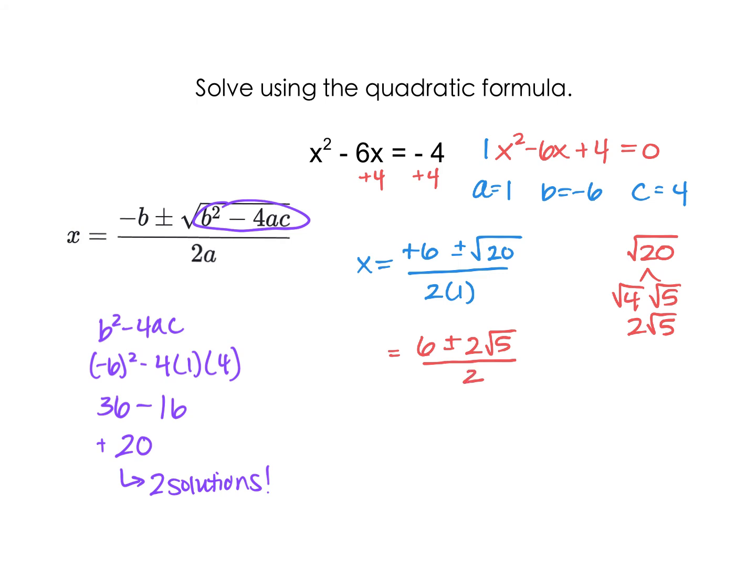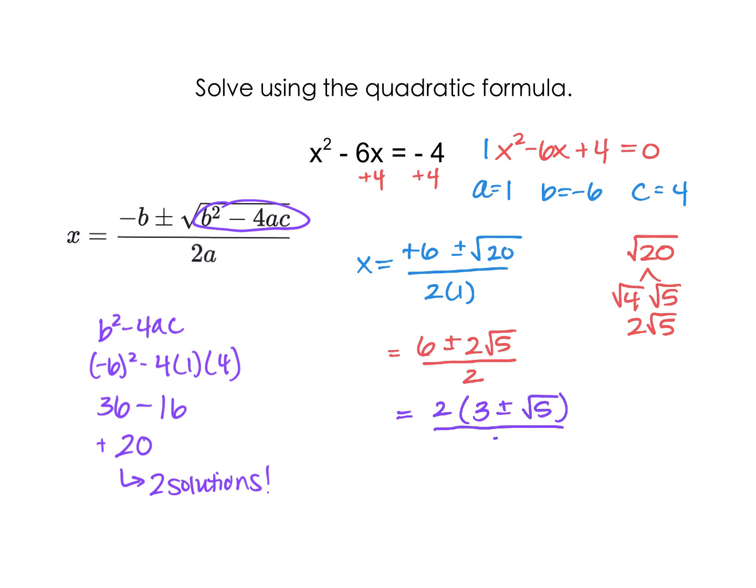Okay, we want to split this up into 2 solutions, but before I do that, I'm going to see if there's any way I can simplify it further. I can't add or subtract in my numerator since one of them is a radical and the other is not. However, I can factor out a GCF. In my numerator, my GCF is 2. When I factor out that 2, I get 3 plus or minus the square root of 5.